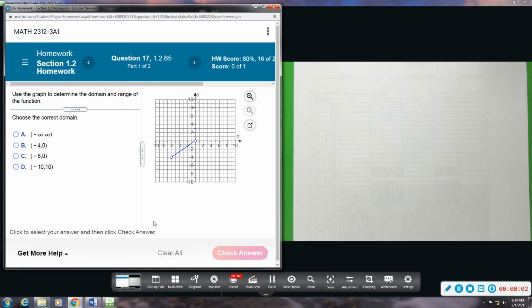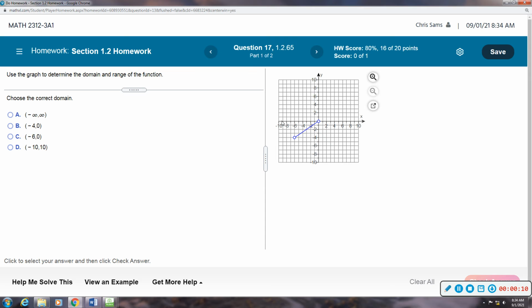Right, number 17, this time we're just going to use the graph to determine the domain and range. Okay, so we don't really have to write anything. I'm going to go full screen here. We're going to look left and right. So domain is referring to X. So how far to the left does your graph come?